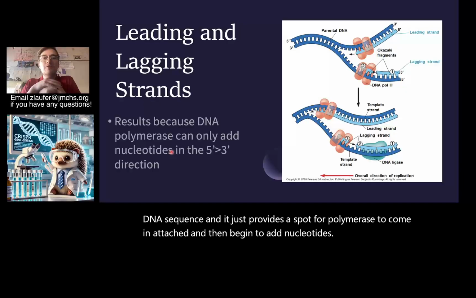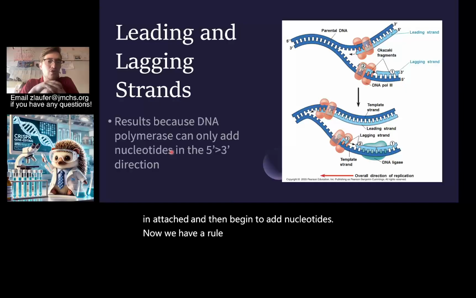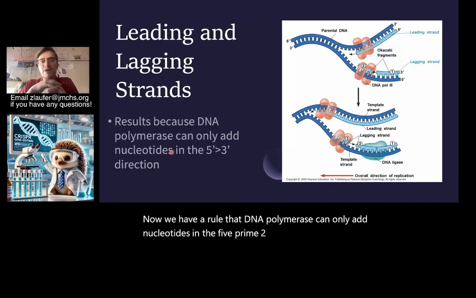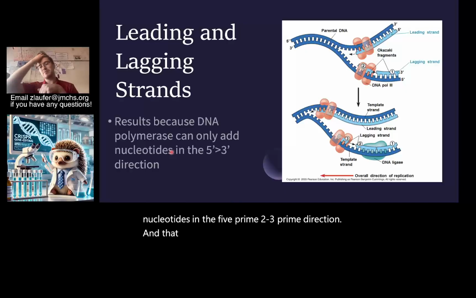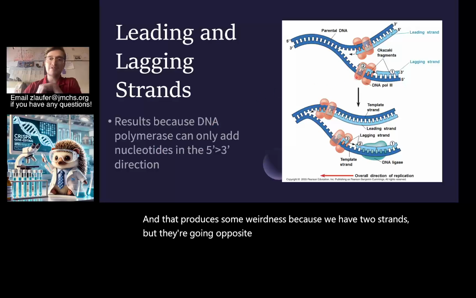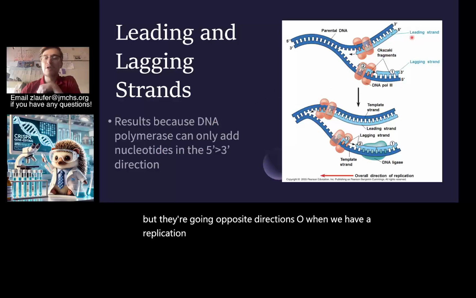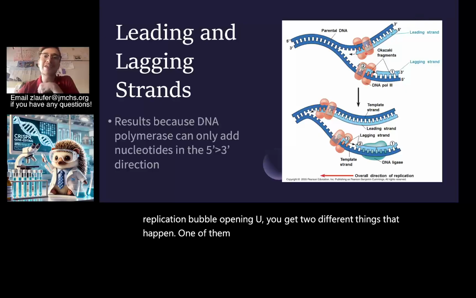Now, we have a rule that DNA polymerase can only add nucleotides in the 5' to 3' direction. And that produces some weirdness because we have two strands, but they're going opposite directions. So when we have a replication bubble opening up, you get two different things that happen. One of them is simple. It's called the leading strand.